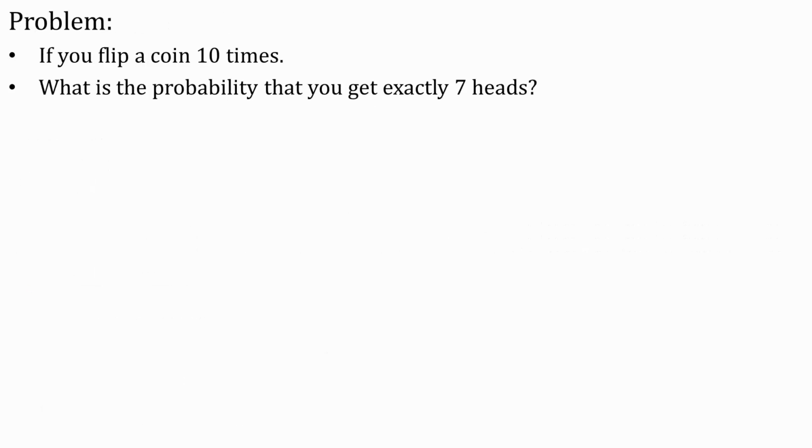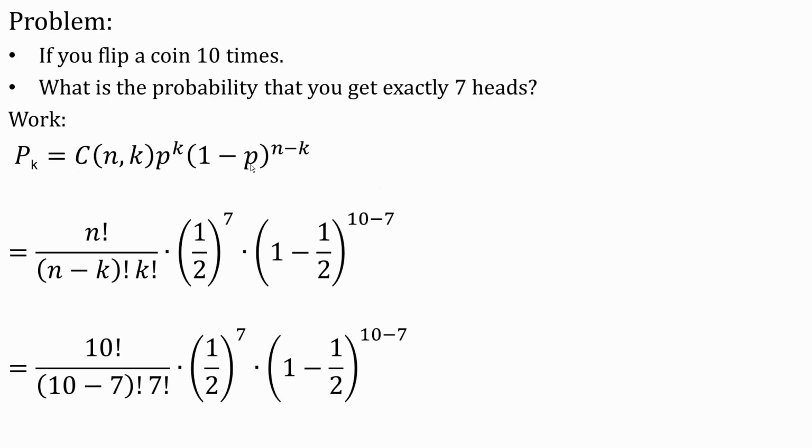So here's the first problem. If you flip a coin 10 times, what is the probability that you will get exactly 7 heads? And if you want, you can pause the video here and attempt this problem. We will use that formula. This part right here is the combination, and we use the formula that we saw in the previous slide. So we get n factorial divided by parentheses n minus k factorial times k factorial.